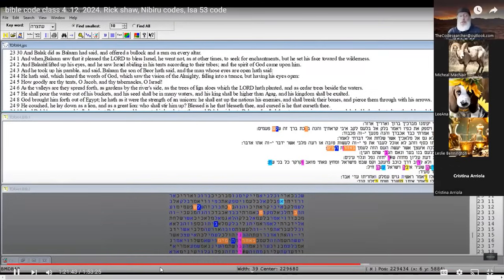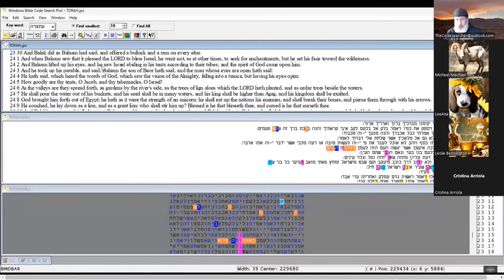Here's what it says. And when Balaam saw that it pleased Yah to bless Israel, he went not, right? He wasn't going to curse Israel, but bless. He went not, as at other times, to seek for enchantments, but he set his face toward the wilderness. And Balaam lifted up his eyes, and he saw Israel abiding in its tents according to their tribes, and the spirit of Elohim came upon him.